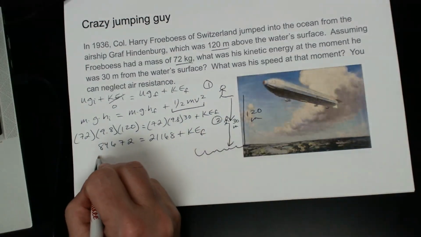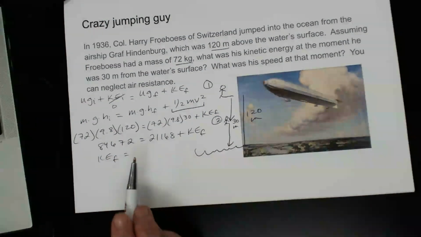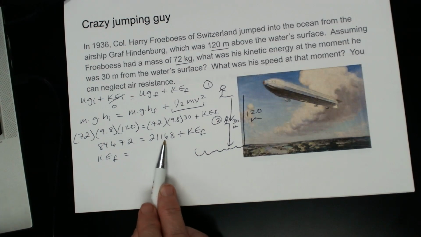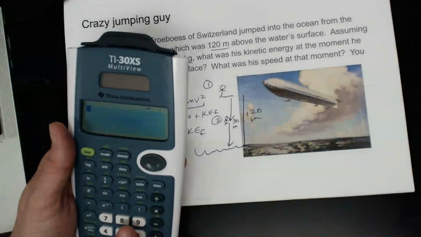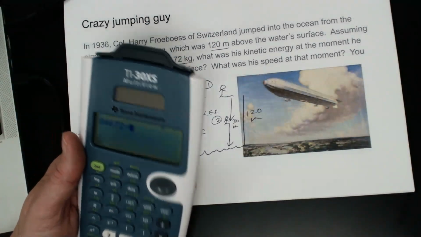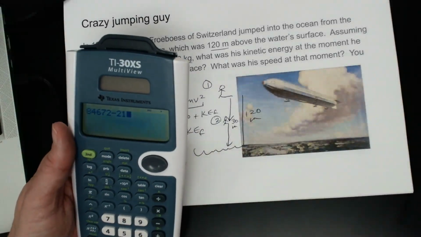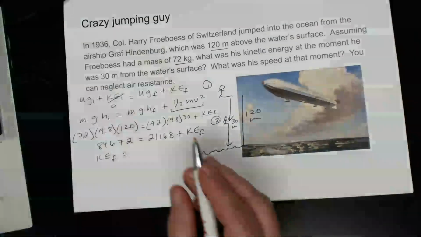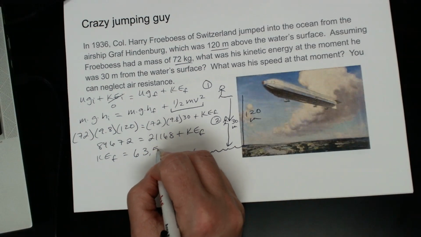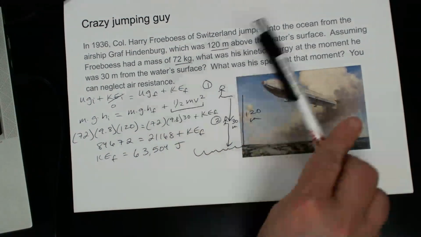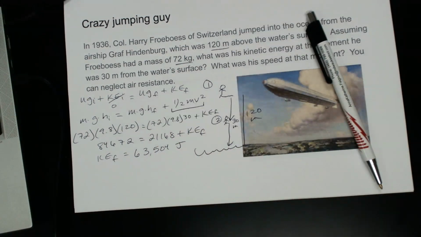I can solve for my kinetic energy final by subtracting this number here from both sides, right? So 84,672 minus 21,168 is 63,504 joules. So he's got a lot of kinetic energy at that final point, which must mean he's going pretty fast. That's kind of scary.